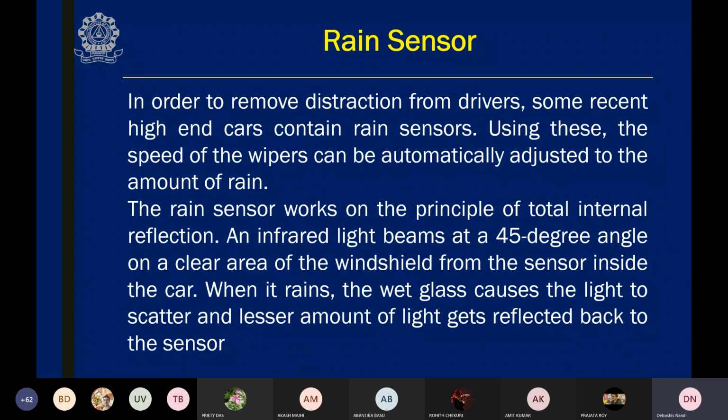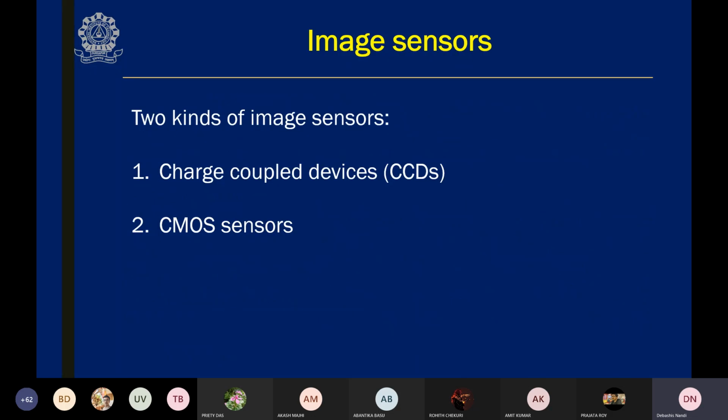indicating that there is a rainfall. So rain is falling on the glass. So this is the basic principle. Based on this, the rain sensor works.